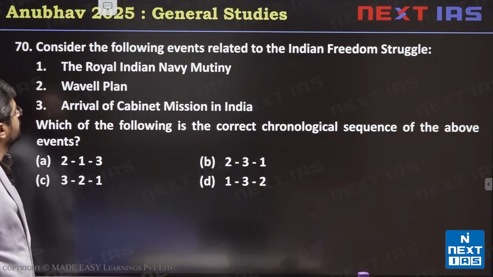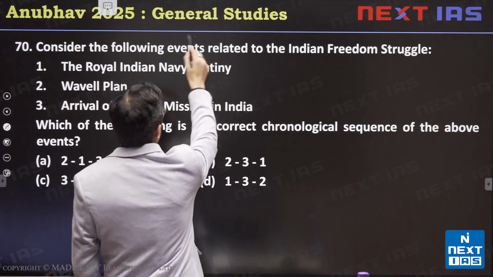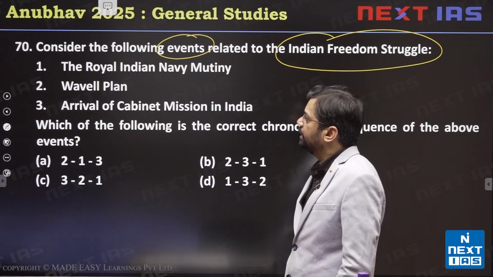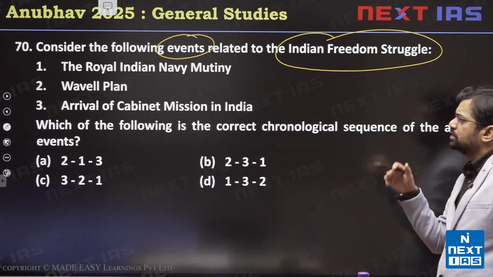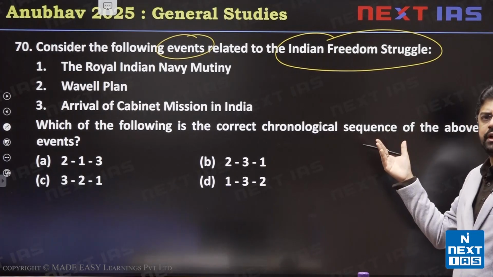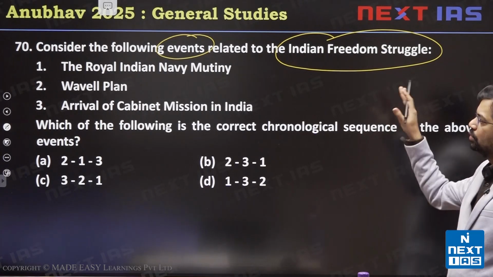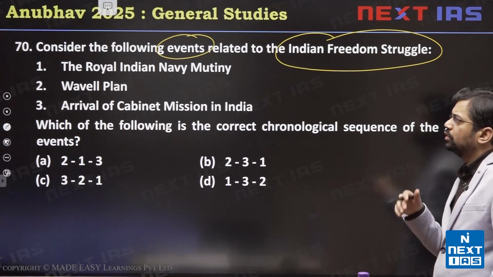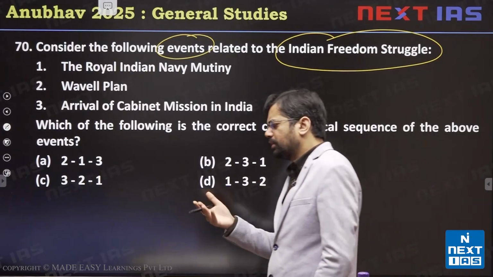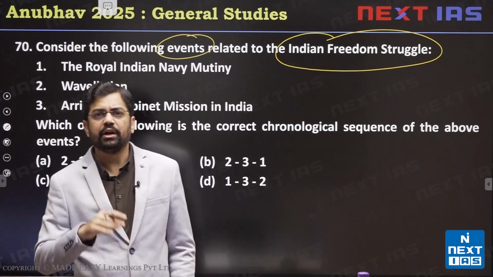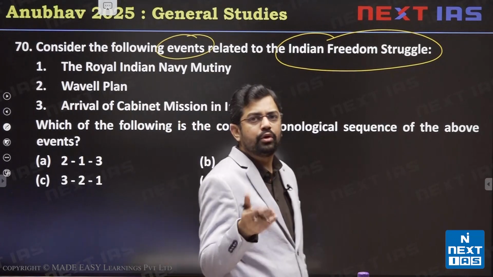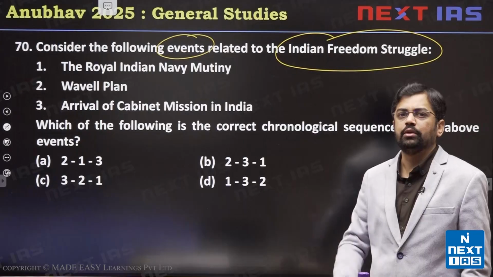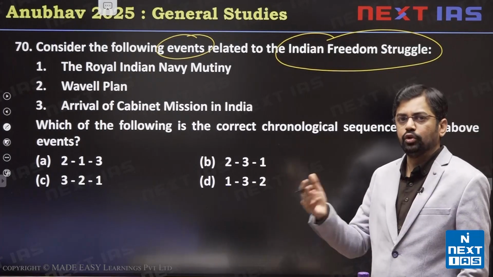So, the next question is, consider the following events that are related to the Indian freedom struggle. So, here there are three events which we have to arrange. This question is one of the easiest questions you can see, because you only have to arrange, and these are very famous major events. As you know, the Royal Indian Navy mutiny is one of the last mutinies before independence, and it is very much spoken about because of the discrimination in the treatment given to the Indian sailors versus the European ones.